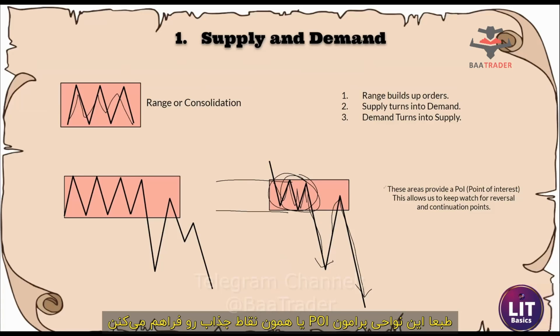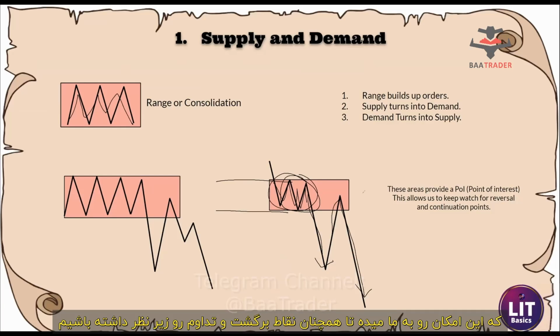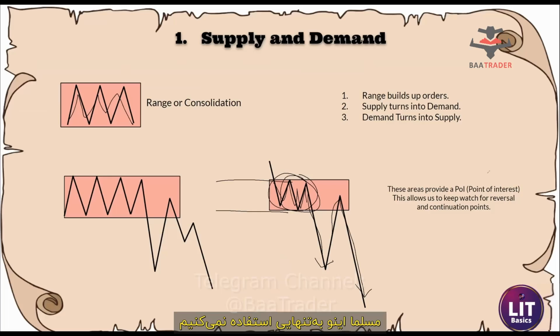These areas obviously provide us with a POI, or point of interest. This allows us to keep watch for reversal and continuation points. Obviously, we do not use this on its own. We have to combine this with lots of other things, but let's jump into a couple examples of that.